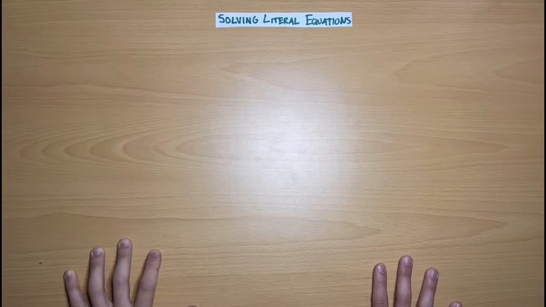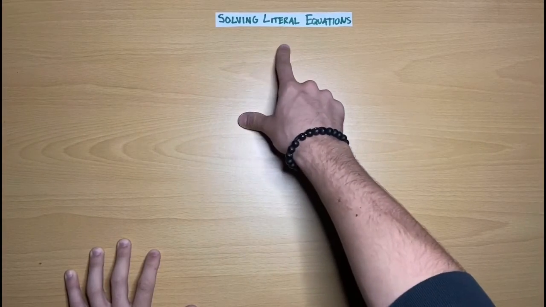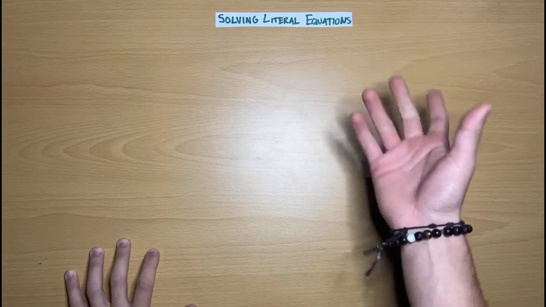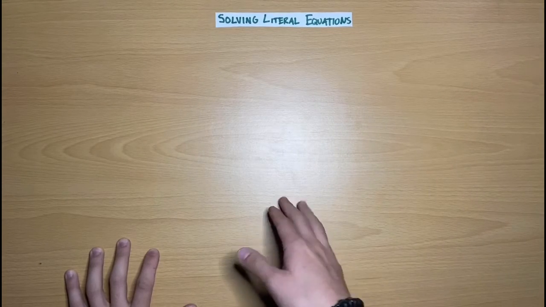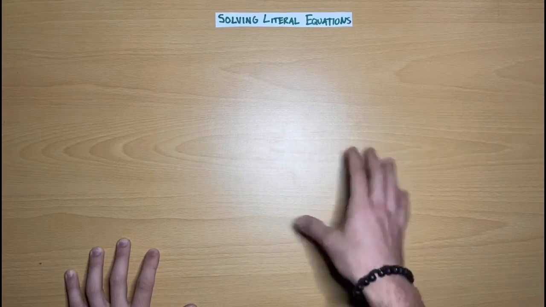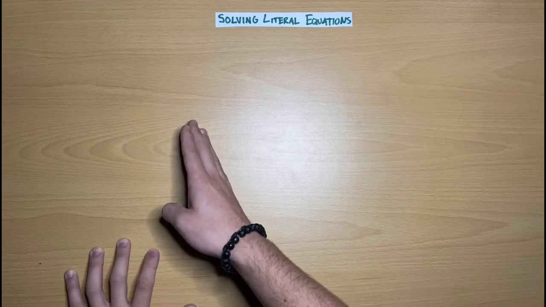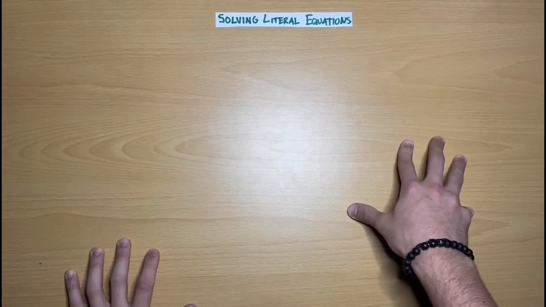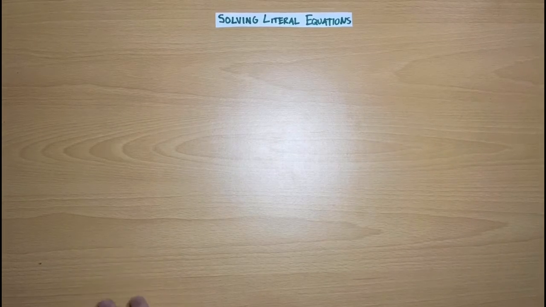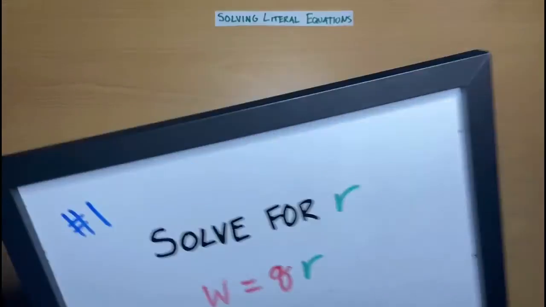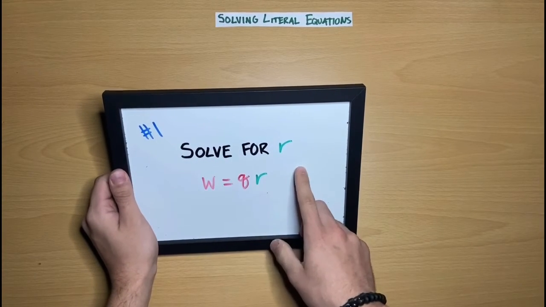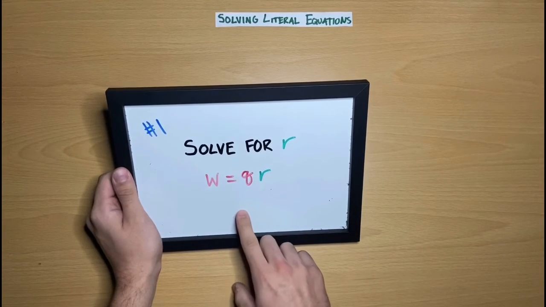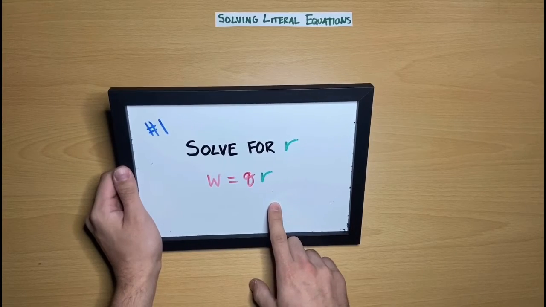In this video, we will be learning how to solve literal equations. And these are equations without numbers. This is just solving for a variable, and we want to manipulate it so that we get that variable on one side and everything else on the other side. So for the first problem, we'll be looking at this one. A very simple one. We are solving for r, and we have w equals q times r.